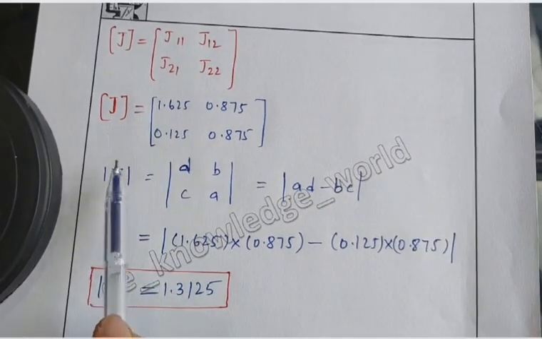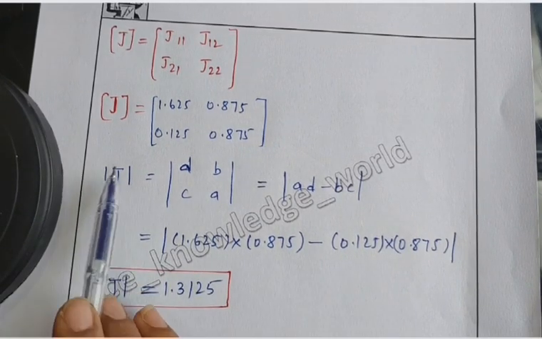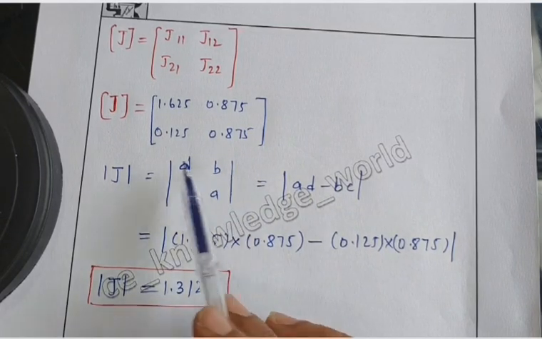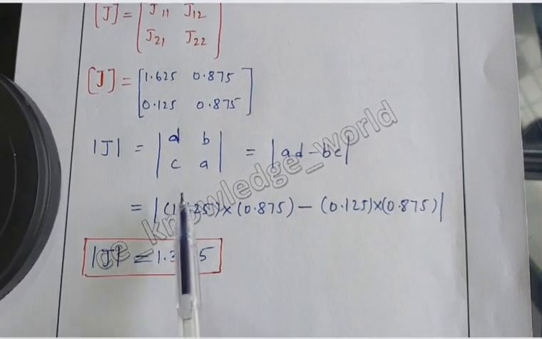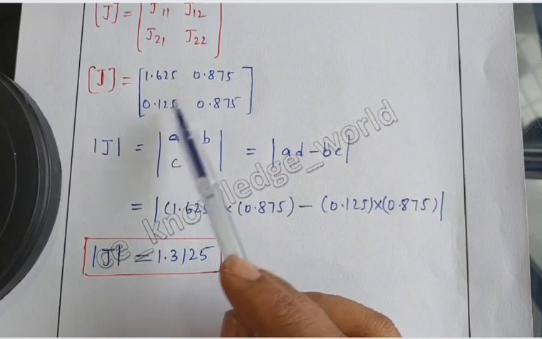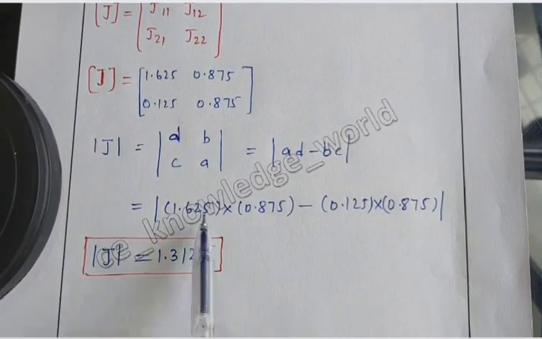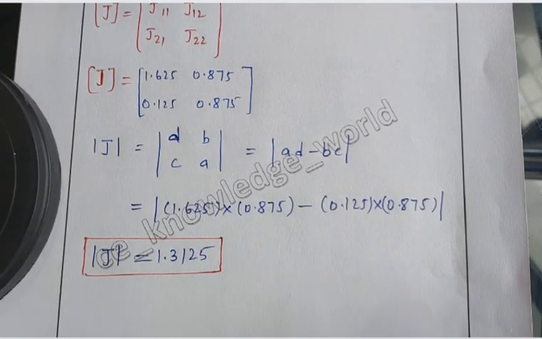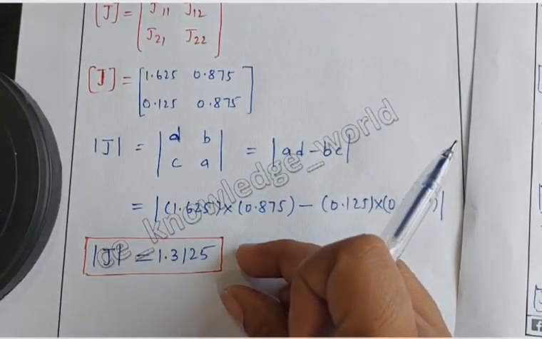Now we convert this into the determinant of J. For a matrix with entries A, B, C, D, the determinant is AD minus BC. So 1.625 into 0.875 minus 0.125 into 0.875, and after substituting we get 1.3125 as the value of the determinant. This is the Jacobian matrix and this is the determinant of J.